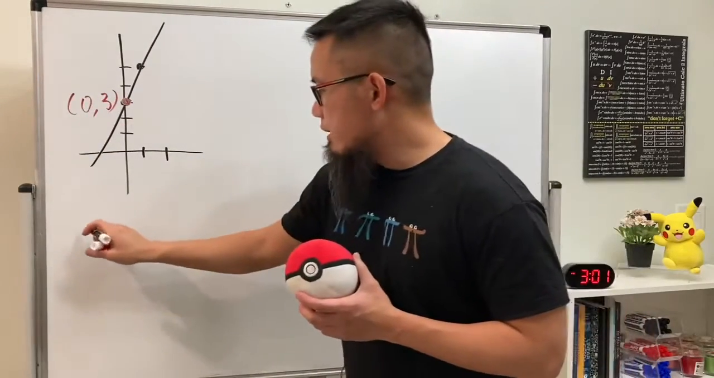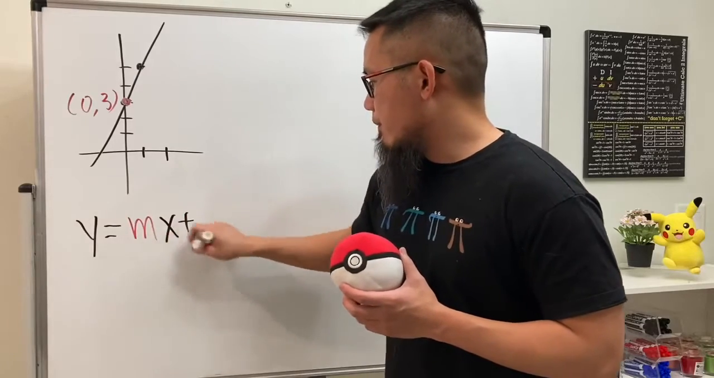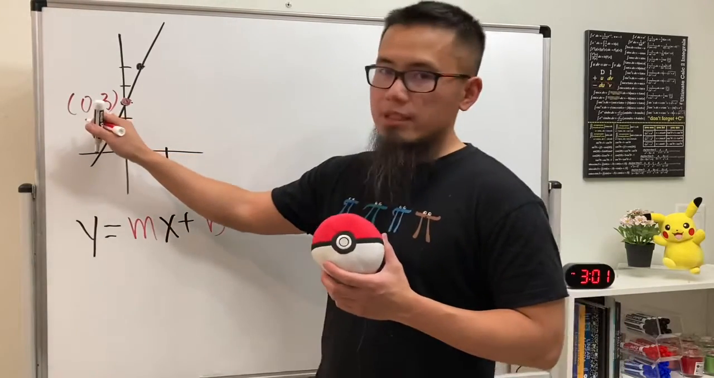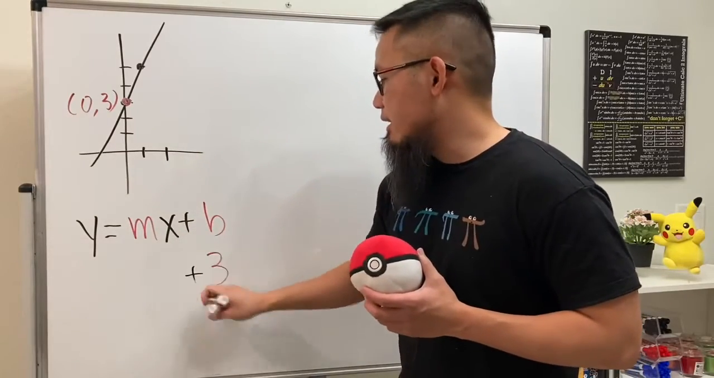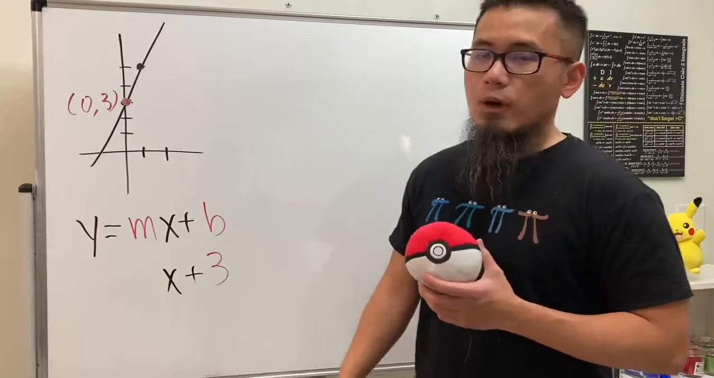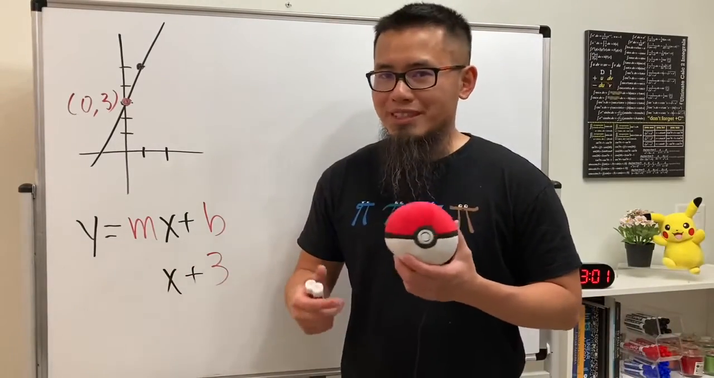Okay, so you see, we have y = mx + b. And because we have the y-intercept right here already, we know b is equal to 3 already, so that's excellent. Now we just have to figure out the slope. Well, because we're given a picture, one easy way to do this is just count.